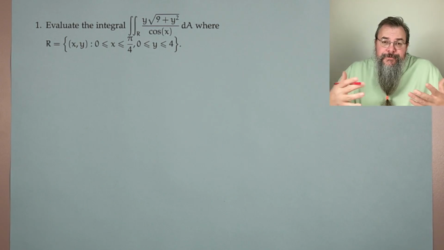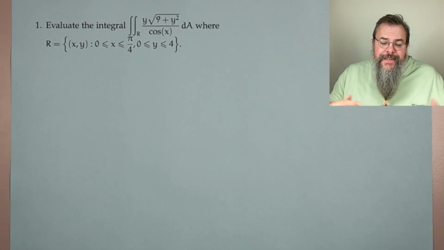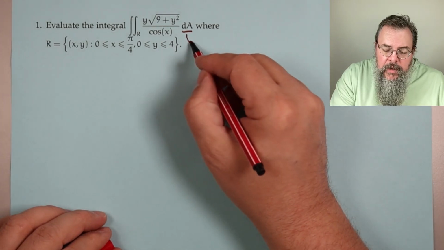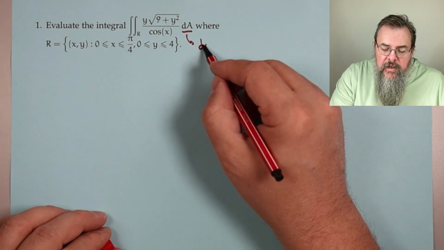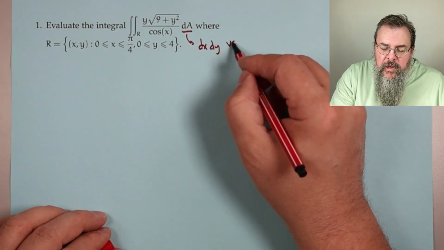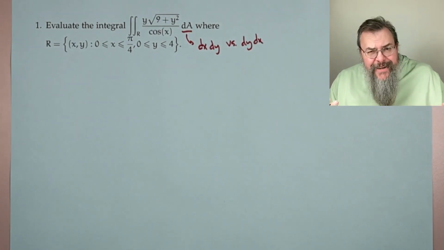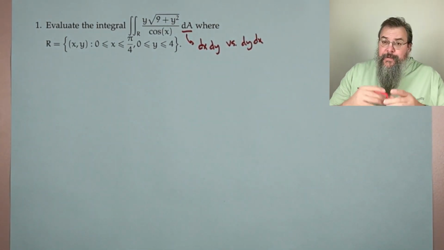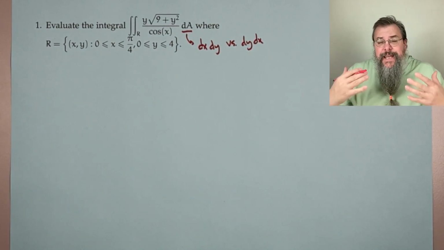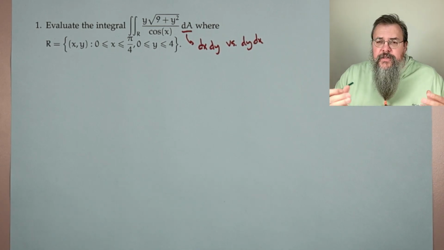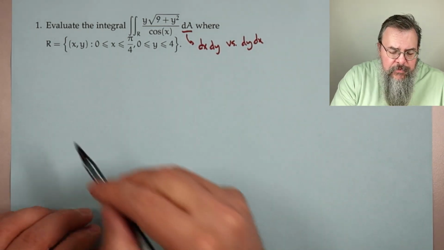Essentially, we just do slices, right? And so when we look at this dA, well, we really have two choices, dx dy and dy dx. Now, sometimes it doesn't matter. Sometimes it matters a little bit. It won't affect the final answer, but it can affect the way you get there. So for us, this looks pretty straightforward, so I'm not going to do anything too tricky. I'll just say, let's do dy dx.